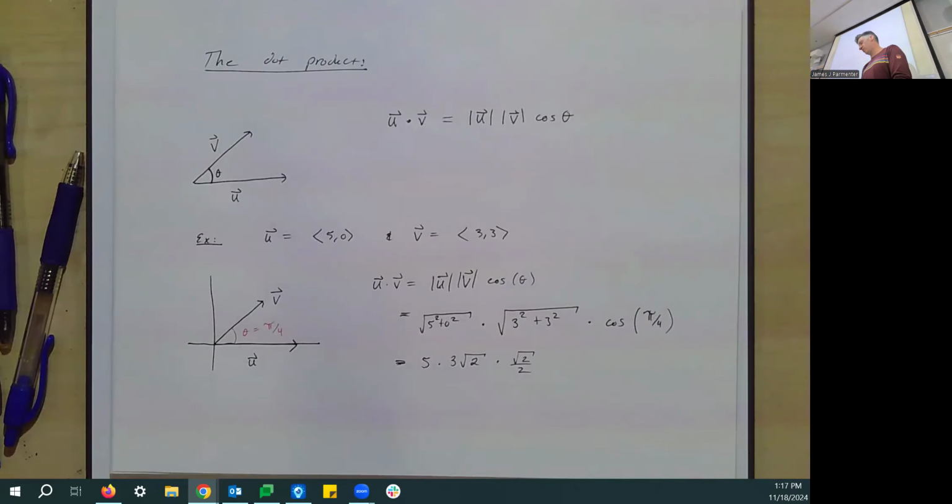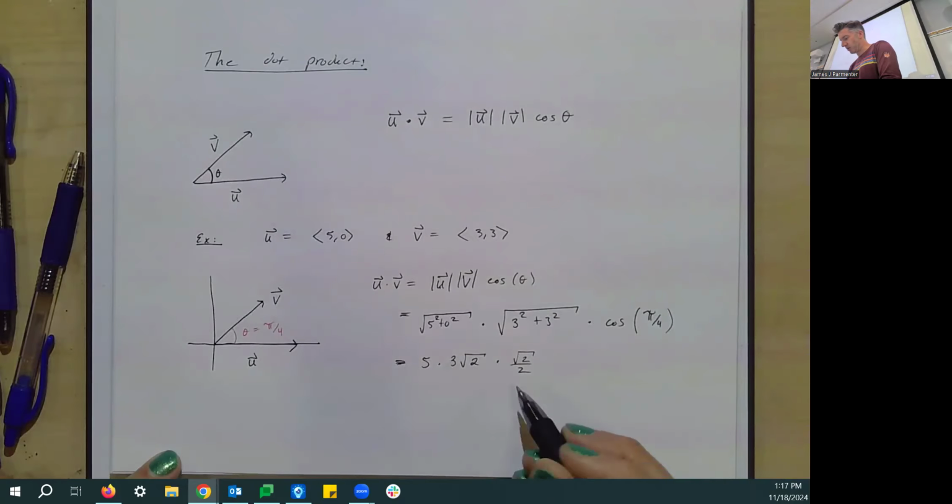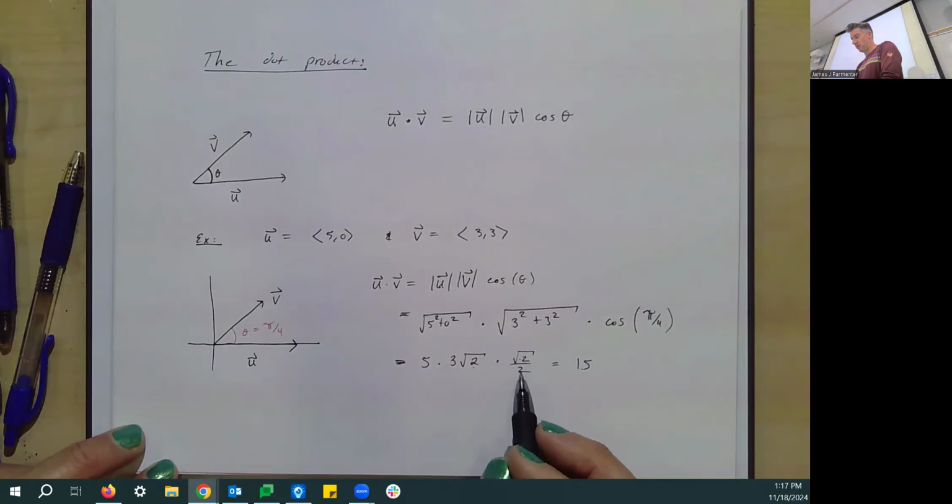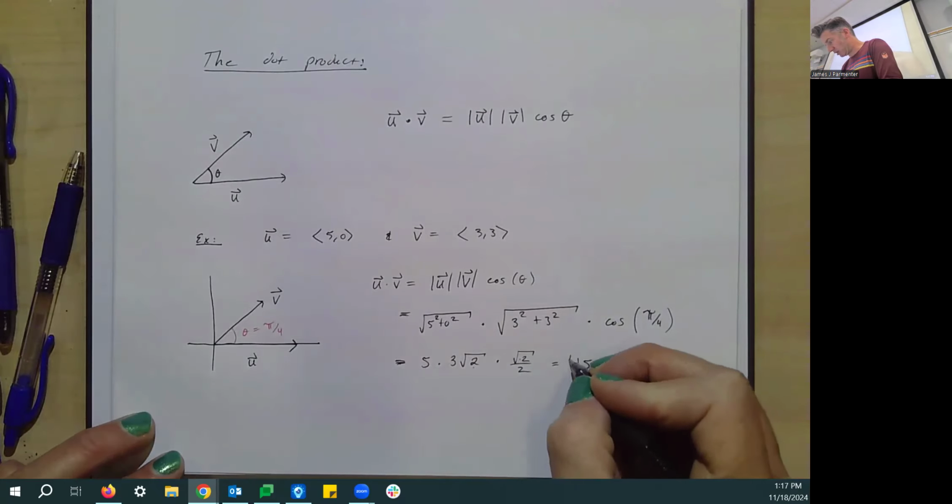Normally I would totally simplify this. So that's 5 times 3, which is 15. And then root 2 times root 2 is 2, divided by 2 is 1. So actually, the dot product here is just 15.